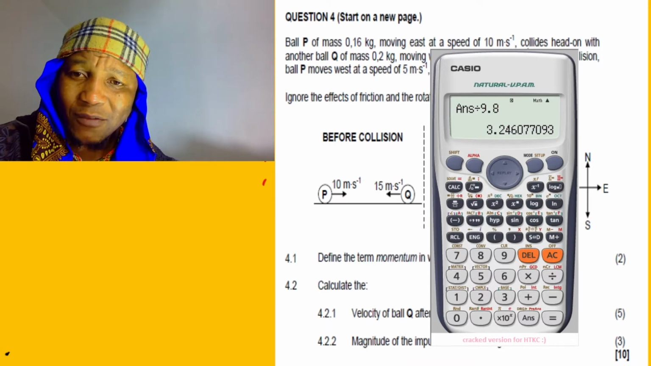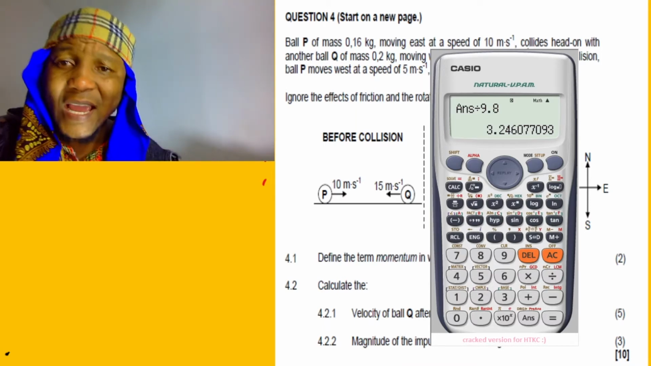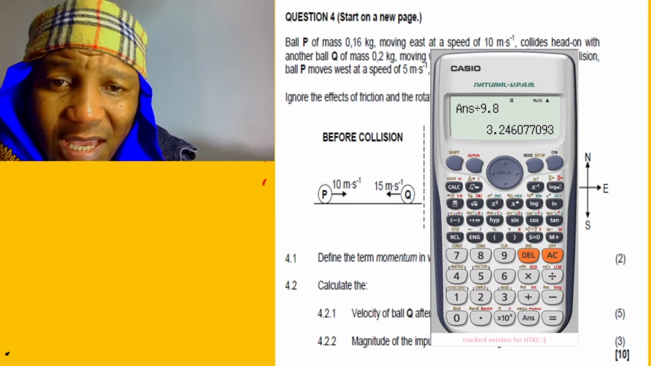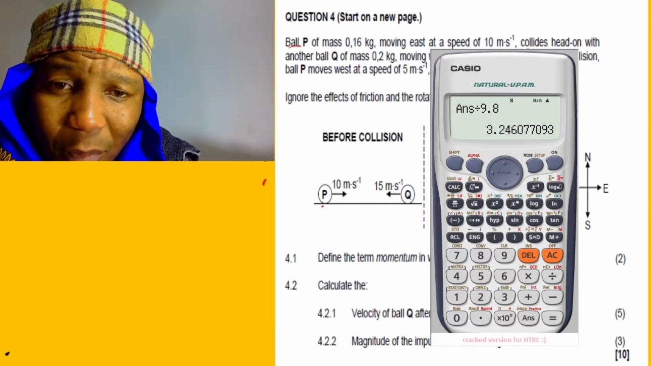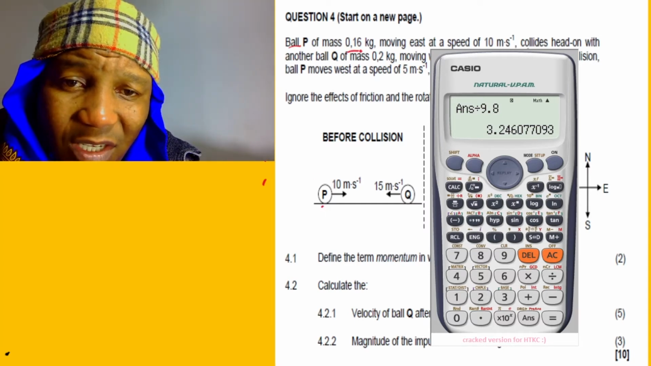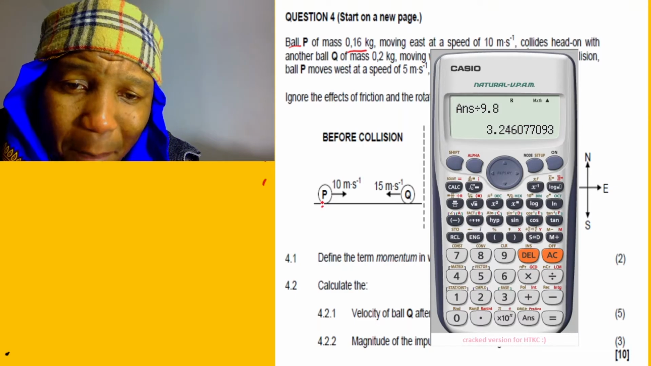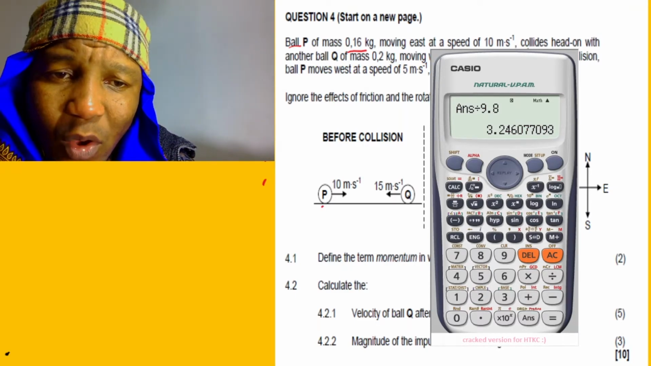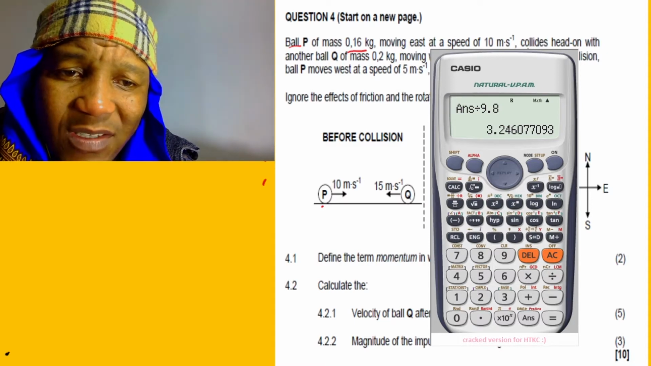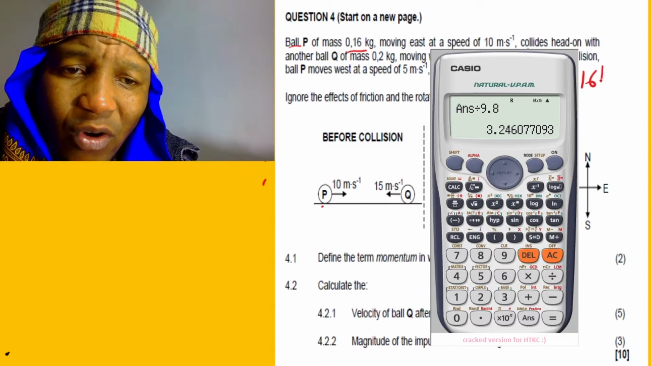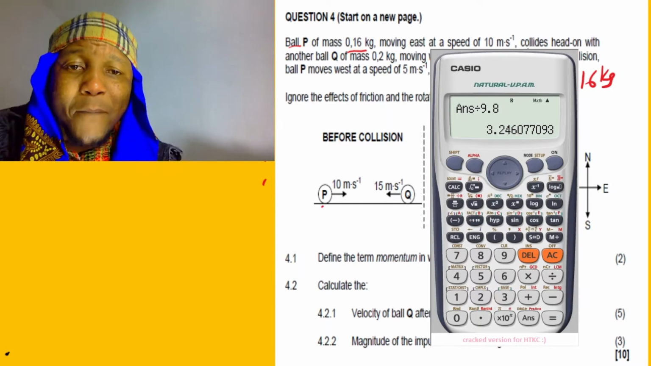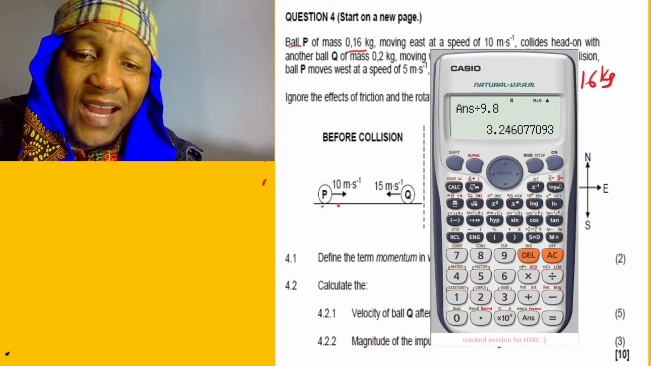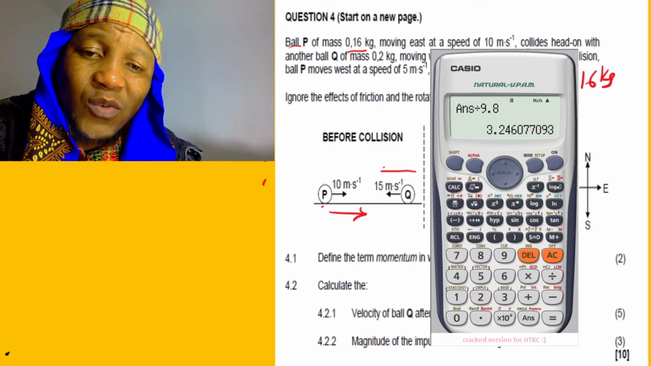Now let's get started. So we have a question right here. This question says, let's say here a ball P. It has a mass of 0.16. So let's say this is mass P. What is mass P? Equal to 0.16 kilograms. Now they say moving to the east. This side is to the east, and this way is to the west.